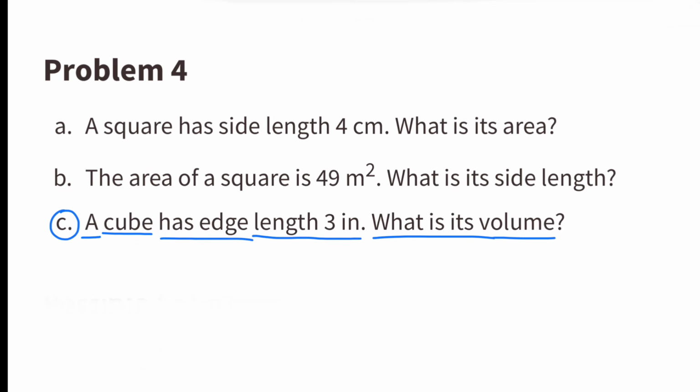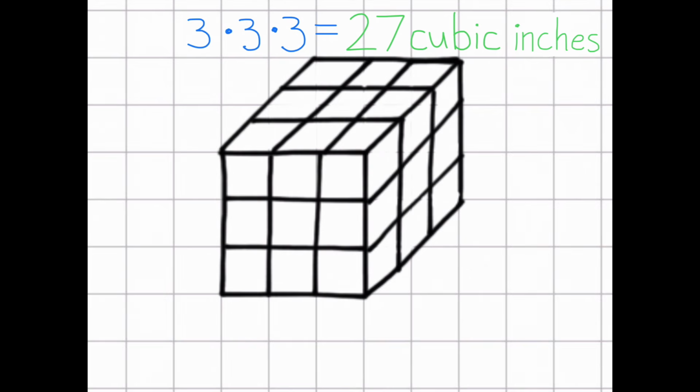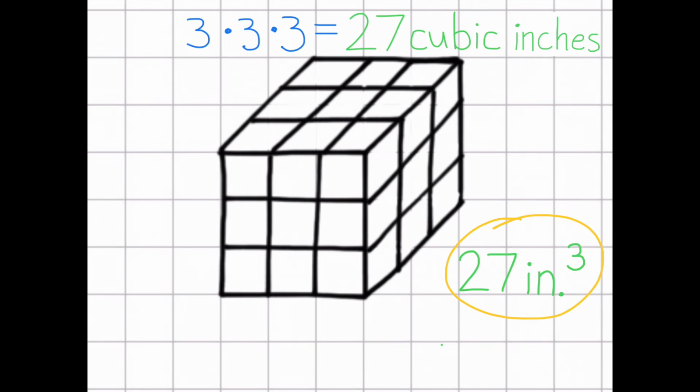C. A cube has edge length 3 inches. What is its volume? Here's an illustration of a cube that has edge length 3 inches. 3 times 3 times 3 equals 27. The volume of this cube is 27 cubic inches, or 27 inches cubed, which is the same as 27 inches to the 3rd power.